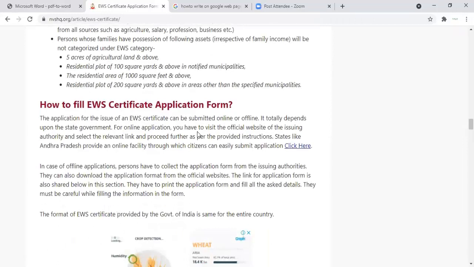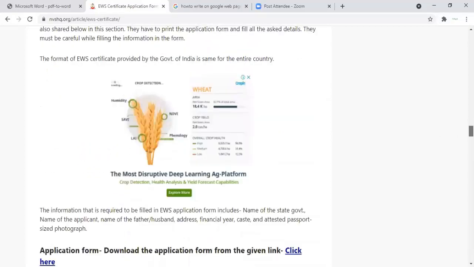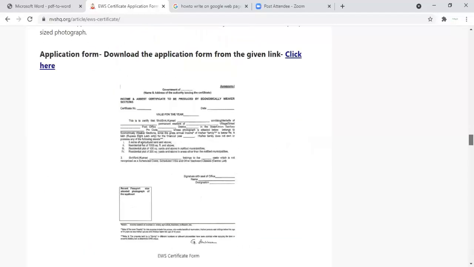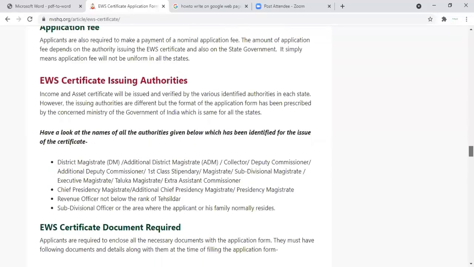You can fill the form offline or online. Even online is there, so you can just search for your state. And once you have submitted the online form with all the documents, you can wait for 21 days for the certificate. And the second thing is, who is the competent authority?